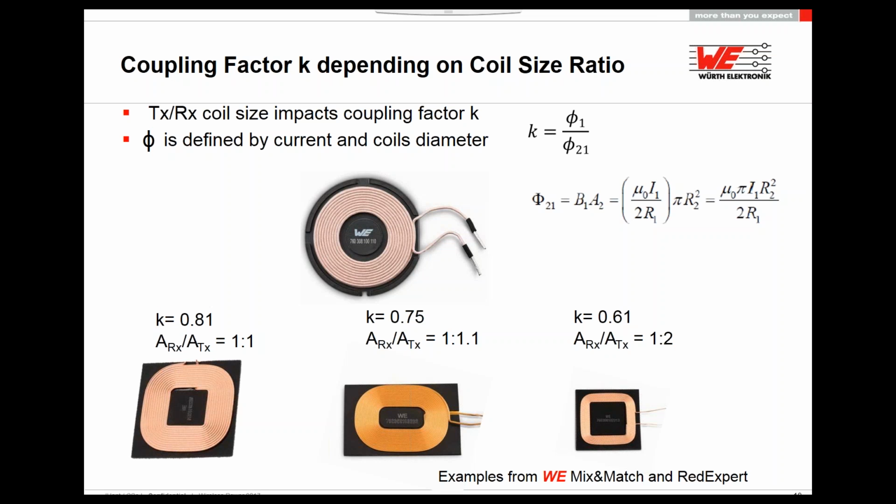Next very important parameter that needs to be taken into consideration is the size ratio between two coils. Coupling factor depends also on the size ratio between two coils. In this example, we see one transmitter coil and 3 receiver coils. In this case, all these 3 receiver coils would work well with this transmitter coil as the size ratio goes from 1:1 up to 1:2. Coupling factor drops, but this coil combination will still work well with this transmitter coil.